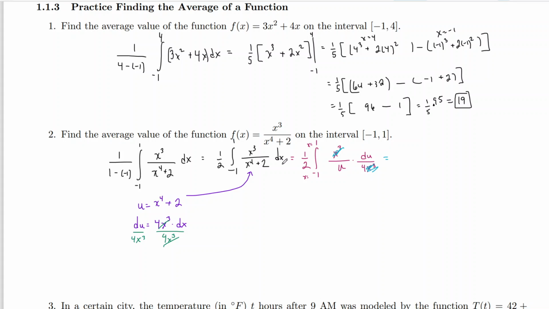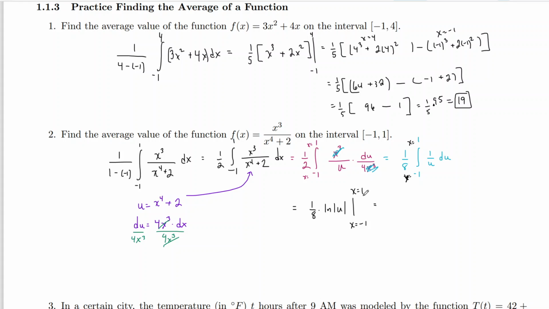Now I'm going to bring this 4 out because it's on the bottom, and when it comes out, it's going to be 1 over 2 times 4, which is 1 over 8. We integrate from -1 to 1, and we just have 1 over u du. Now, what is the antiderivative of 1 over u? Remember, these are x bounds, by the way. I said u, but it's x. Well, the antiderivative of 1 over u is the natural log of the absolute value of u. And we want to plug in x equals -1 and x equals 1.